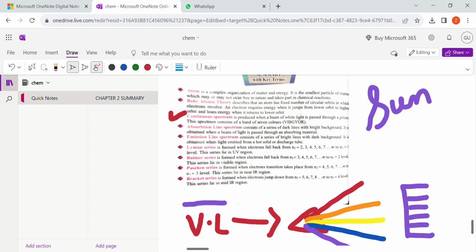Now when it comes to the absorption line spectrum, it is a series of dark lines with a bright background, obtained when a beam of light is passed through a normal material. What does this mean?